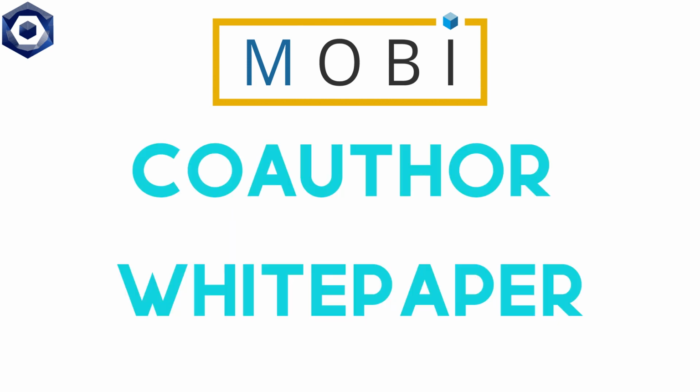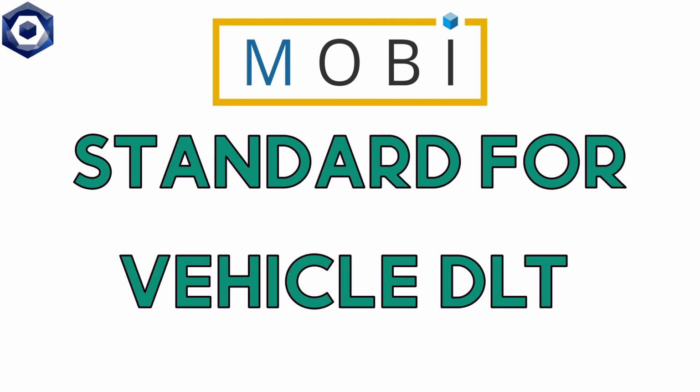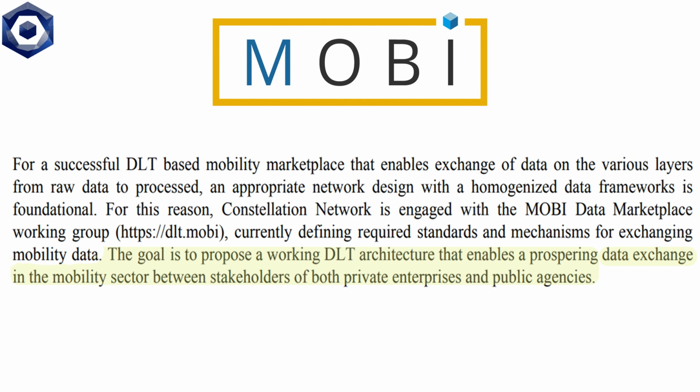So Mobi and Constellation had worked together to co-author a white paper talking about the difficulties of data exchanging and how the true potential of distributed ledger technology could solve some of these problems. And eventually the two had also worked to create the standard for DLT integration into vehicles for exchanging data between every part needed to build out this vision. And here I highlighted in the white paper that the goal of a working DLT architecture is to enable data exchange in the mobility sector between all parties involved, which would pretty much mean the roads, the cars, the lights, and whatever else.